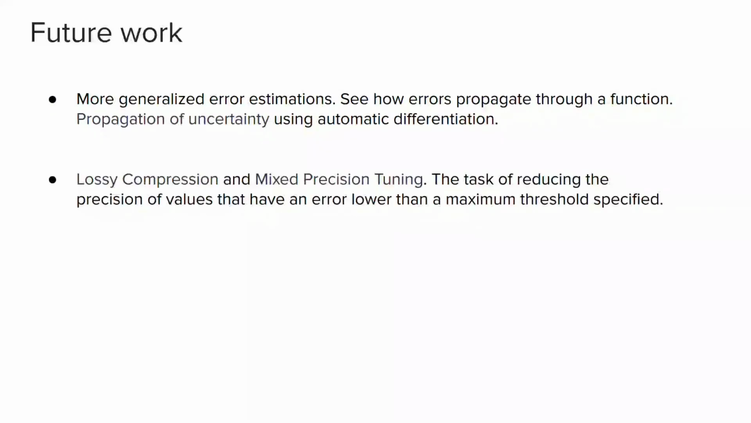Secondly, lossy compression and mixed precision tuning. Lossy compression is basically the task of reducing the precision of values so that your algorithm can have a lower memory footprint. And again, this reduction in precision is only done if we know that if we reduce this variable's precision, the error that this will then introduce should be less than a maximum specified threshold. So that's lossy compression and mixed precision tuning.